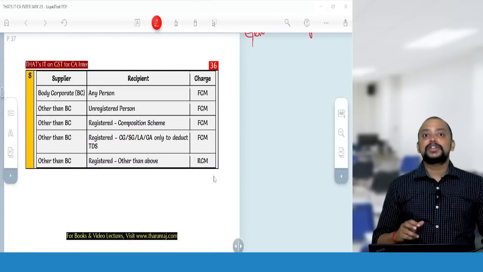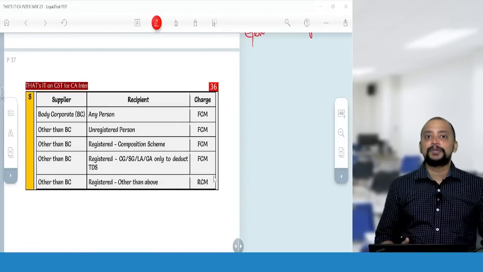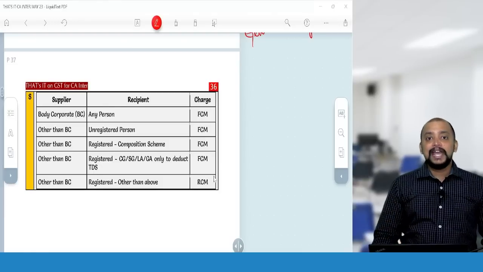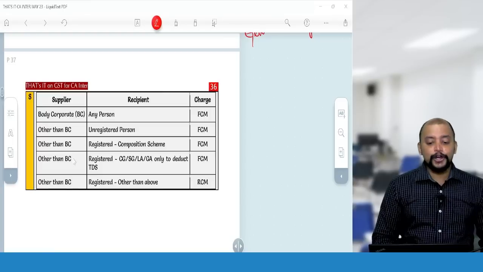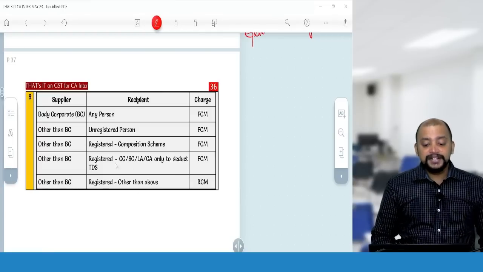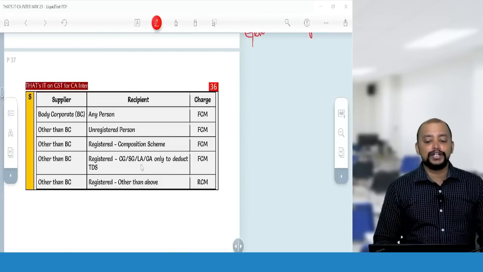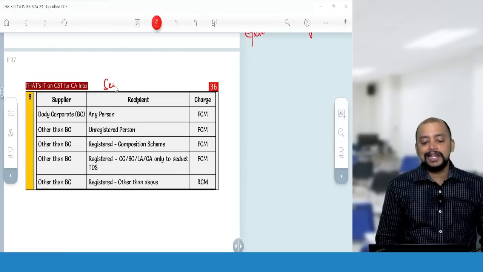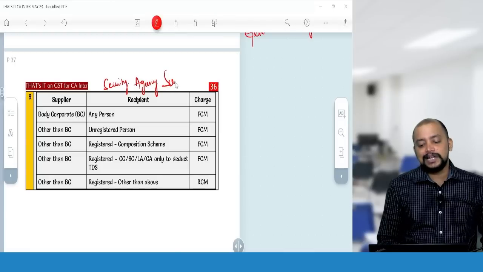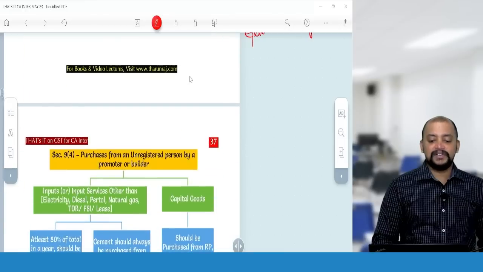Then S, that is security agency services. In case of security agency services, if the supplier is a body corporate and recipient any person, then it will come under FCM. So the supplier should be other than body corporate and the recipient should be registered, but the recipient is registered but not opting for composition scheme or not registered only to deduct TDS, then it will be covered under RCM. Here S refers to security agency services. Then this is the list of services which is covered under RCM, where liability to pay GST is on the recipient.